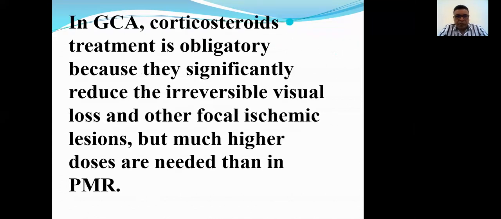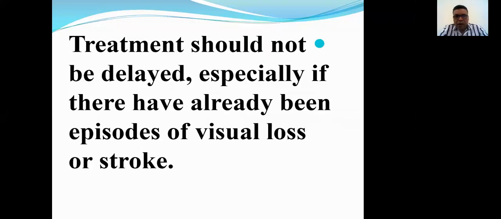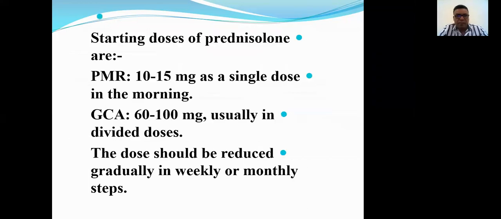Okay. In giant cell arteritis, corticosteroid treatment is obligatory because it significantly reduces the irreversible visual loss and other focal ischemic lesions. Giant cell arteritis usually needs a high dose of steroids for a long time. Okay, while polymyalgia rheumatica usually needs a small dose of steroid for a shorter period, and treatment should not be delayed, especially if there have already been episodes of visual loss or stroke.